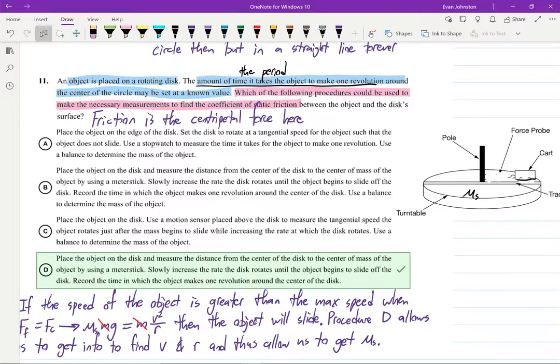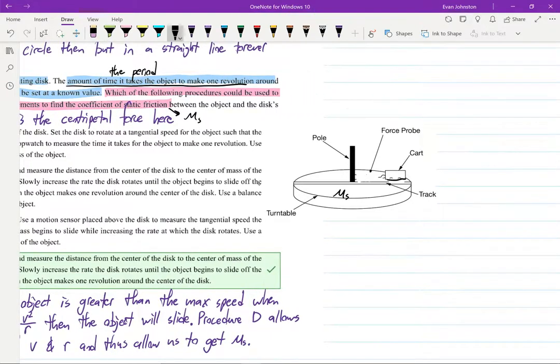And we can figure out what the period is. It allows us to kind of set the period, it says. And it's saying which of the following procedures could be used to make the necessary measurements to find the coefficient of static friction. So essentially we're saying, how the heck can we get mu sub s? Well, in this case, since the force probe is gone, it's just friction.